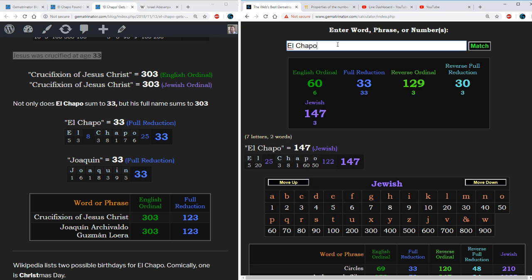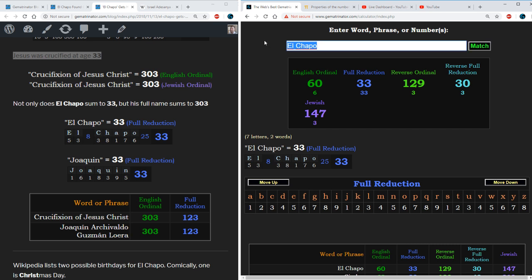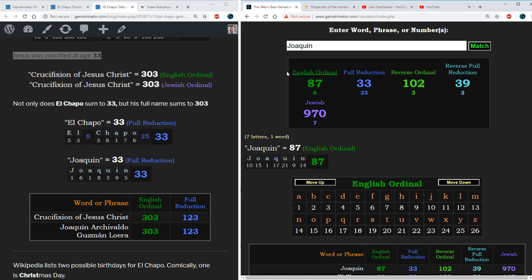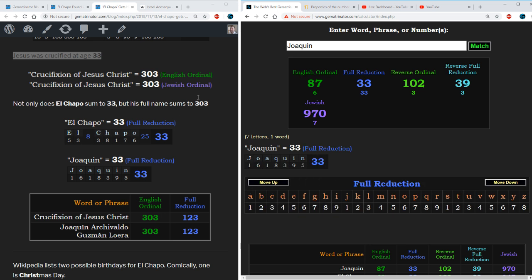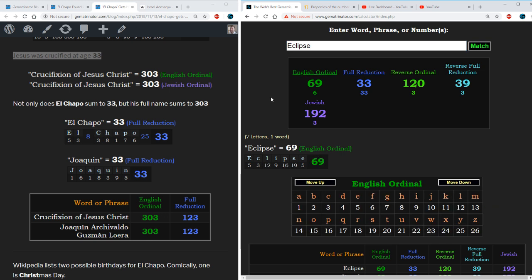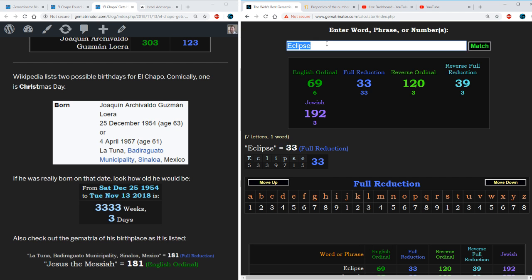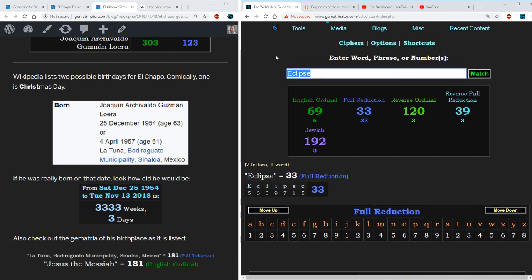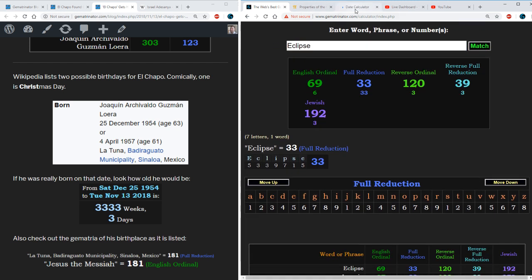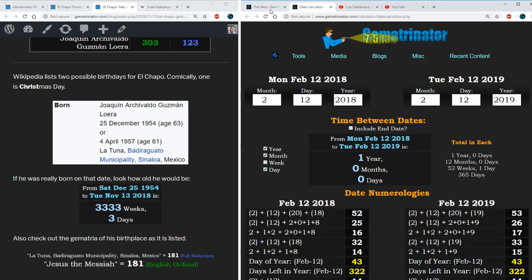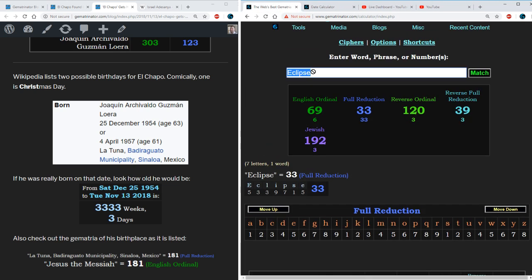In reduction, El Chapo equals 33. His real first name, Joaquin, equals 33. Remember, Jesus crucified at age 33 under an eclipse. Eclipse equals 33. And to this day, this language, this eclipse crucifixion code, is still very much in play.